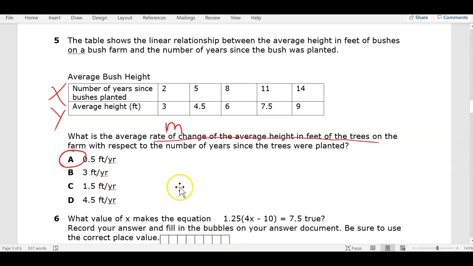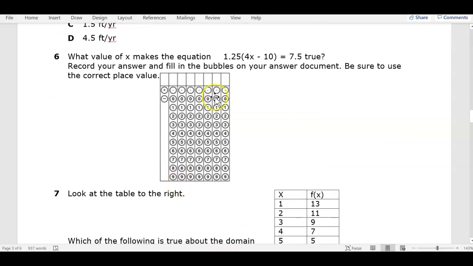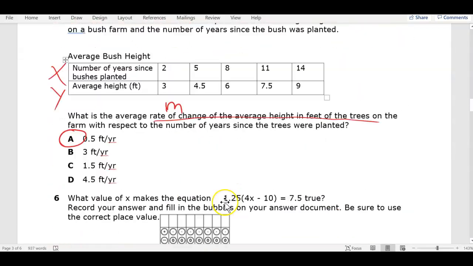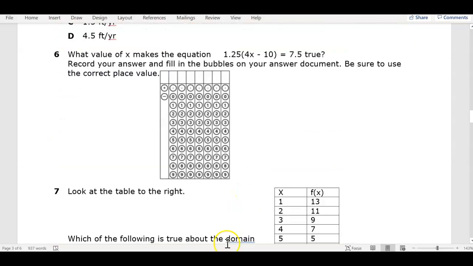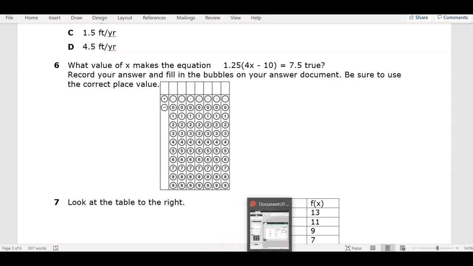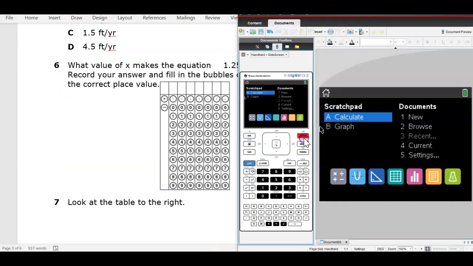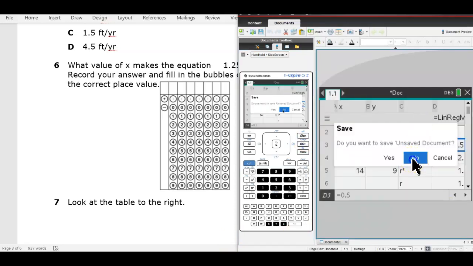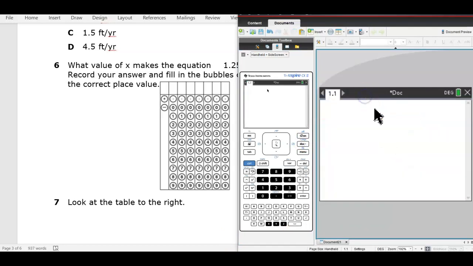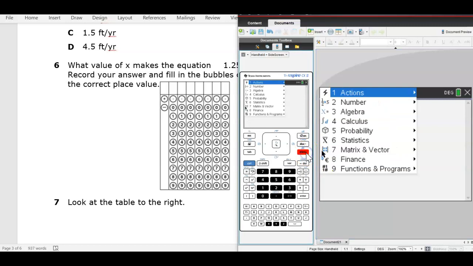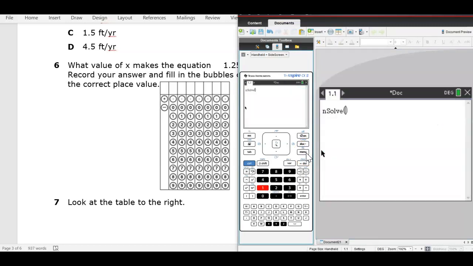Cool. All right, down here, another one of these. What value of X makes this equation true? Well, all I'm going to do is plug it in and get my answer. Okay, let's do that. Go to a new calculator. Don't save it. And it's menu 3, 1.